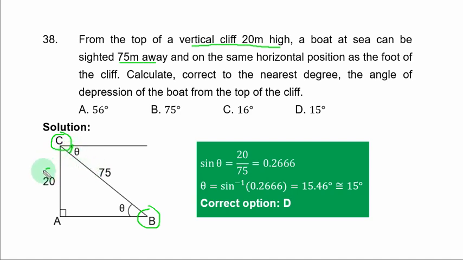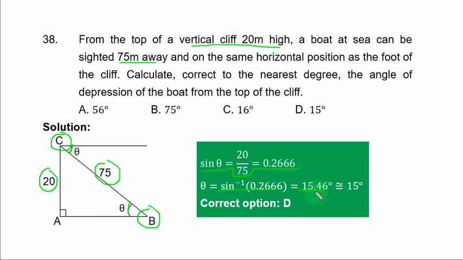So the height of the cliff is 20 meters and the other side 75. Now we cannot get angle of depression until we know angle of elevation. And angle of elevation and depression, they are always equal. Automatically you have theta and theta. Considering AC and BC, what we have there is sine, because sine is defined as the ratio of opposite to hypotenuse. So you have sine theta equal to 20 over 75, and that simplifies to 0.2666. To get theta, take the inverse of sine of 0.2666, and that gives 15.46 degrees.